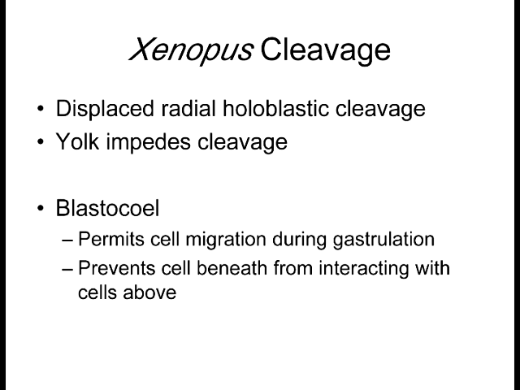Now, holoblastic, remember, means what? Entire cytoplasm. Everything undergoes cleavage. There isn't a part of the oocyte that's left out in the cleavage process. Displaced has to do with the fact that because of the different concentrations of yolk from the animal pole to the vegetal pole, then the blastomeres, or the cells that result from cleavage, are going to be smaller in the top and larger in the bottom.